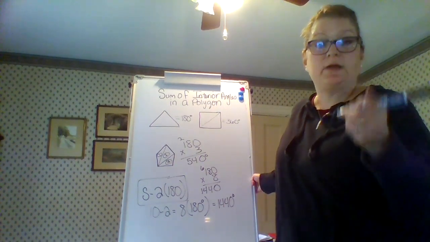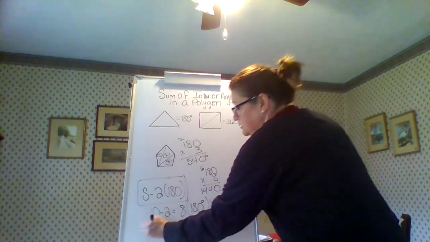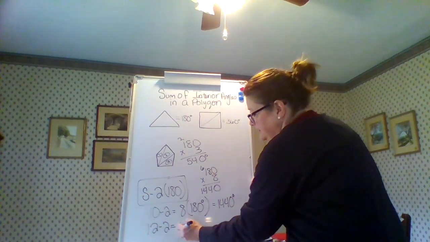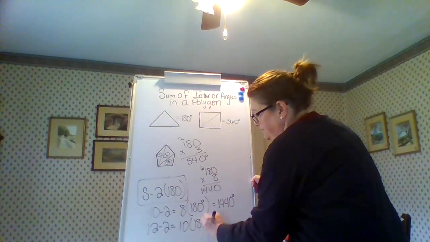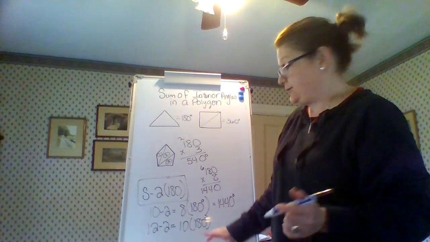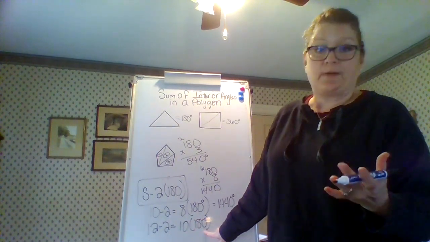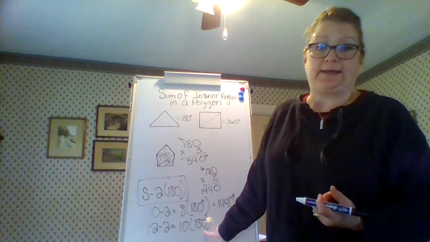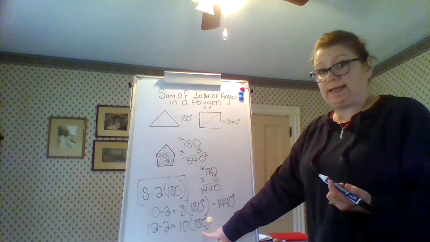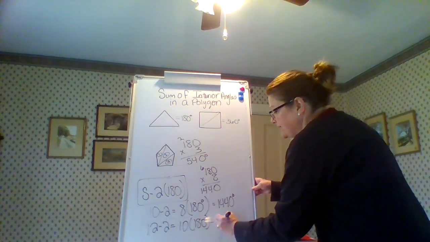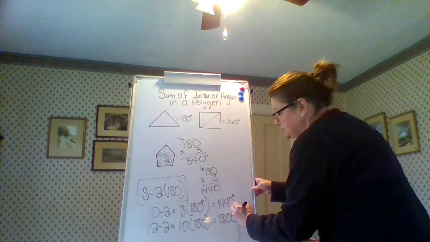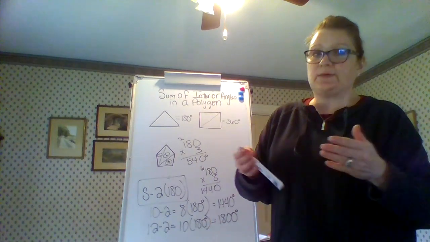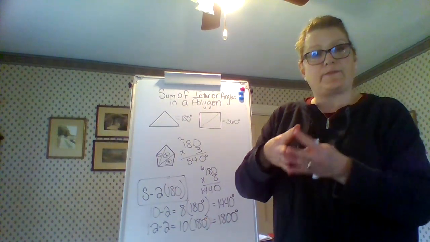Let's try it one more time. Let's say you have a 12-sided polygon. You take 12, subtract 2 from it. That leaves you with 10. 10 times 180. Well, you all know that if you take any whole number and multiply it by 10, all you have to do is add a 0 to the end of that number. So if we had 180 and we multiply it by 10, we get 1,800 degrees.